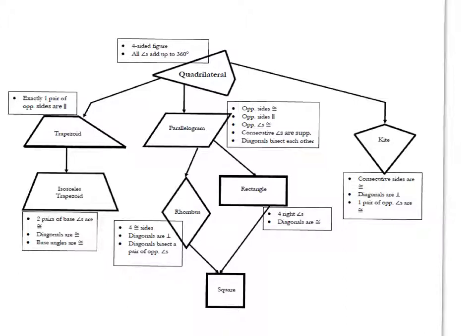One thing I want to say about this is that if you go down, it is sometimes true. So a quadrilateral is sometimes a square. A quadrilateral is sometimes a kite. If we go up, it's always true.